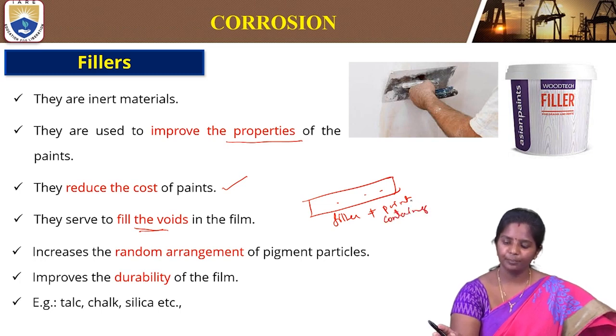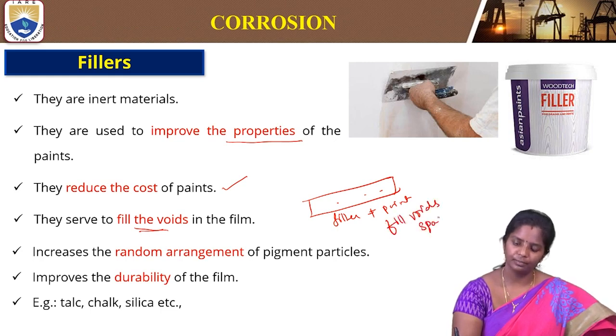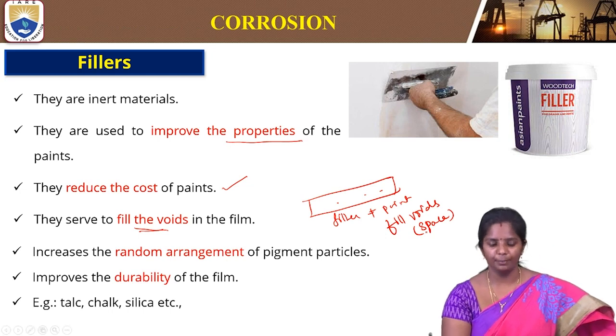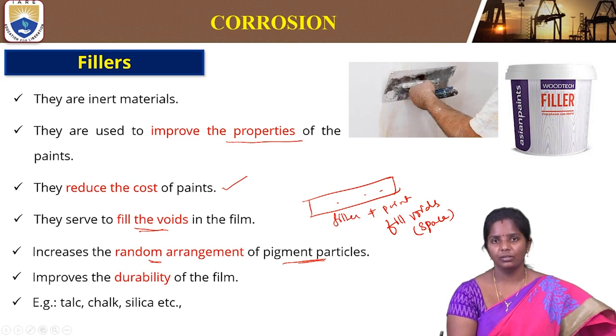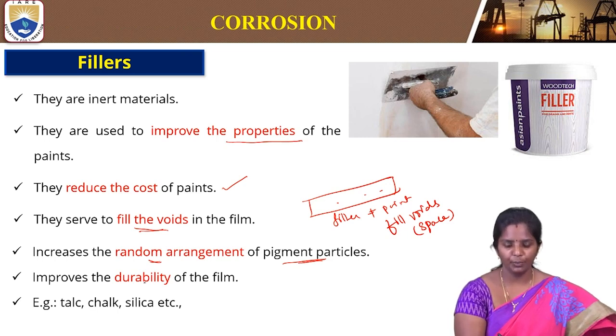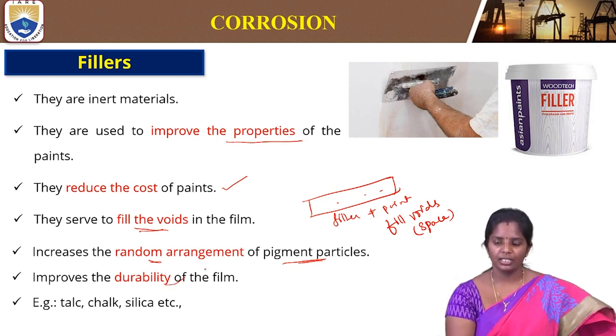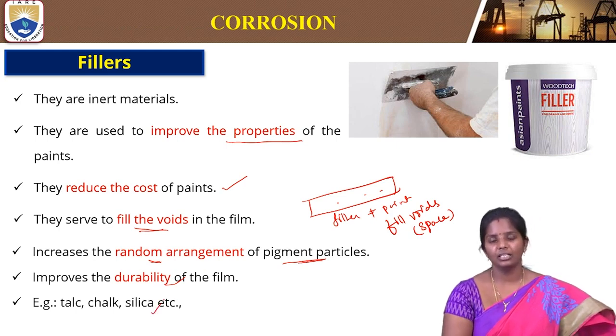will help in filling the voids. Voids are nothing but spaces in the film. So it will increase the random arrangement of pigment particles. So the arrangement of the pigment particles that are suspended in the paint can be increased by fillers, and it also improves the durability of the film. So examples are talc, chalk or silica that are used as fillers in the paints.